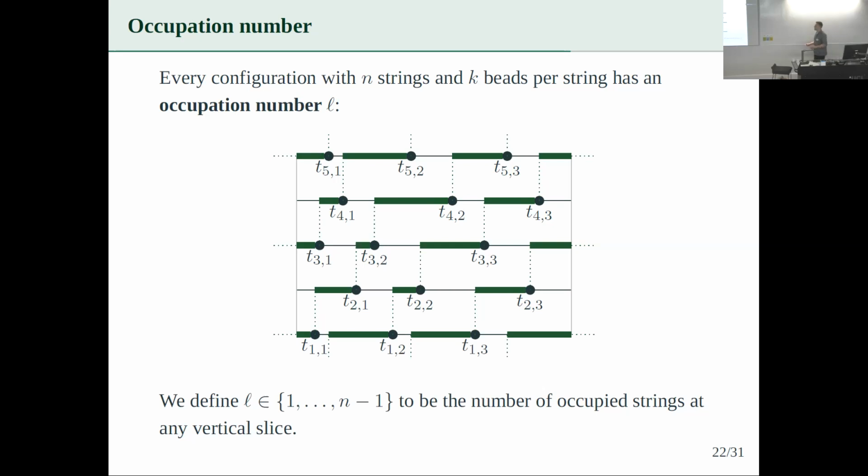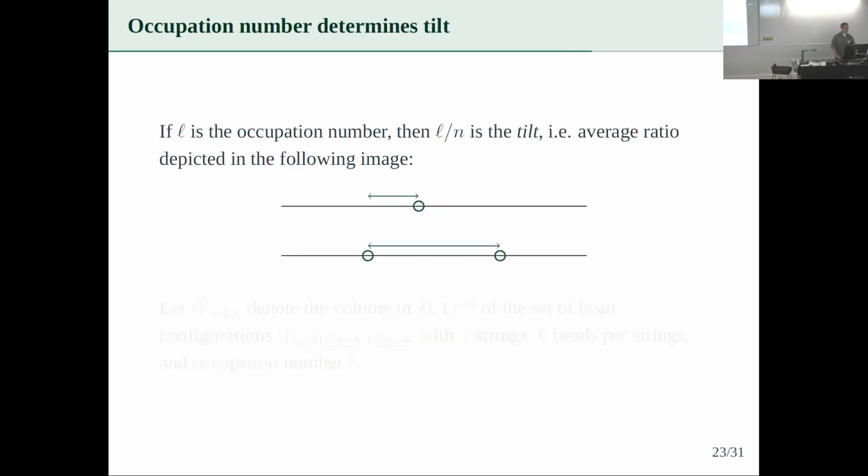So perhaps what isn't so obvious is that with every integer n for a number of strings, and every integer k for a number of beads per string, there's a third parameter L controlling the so-called occupation number of the configuration. This occupation number, while it's not obvious, actually governs the tilt of the configuration. So if the occupation number is L, it tells you that the average of these ratios here is L over N.